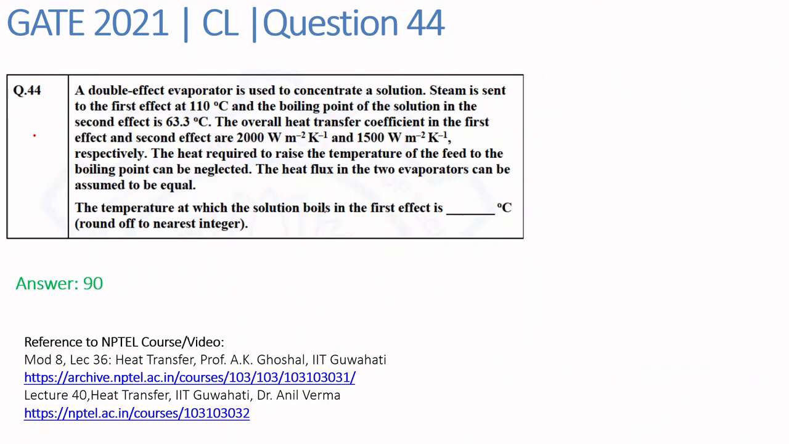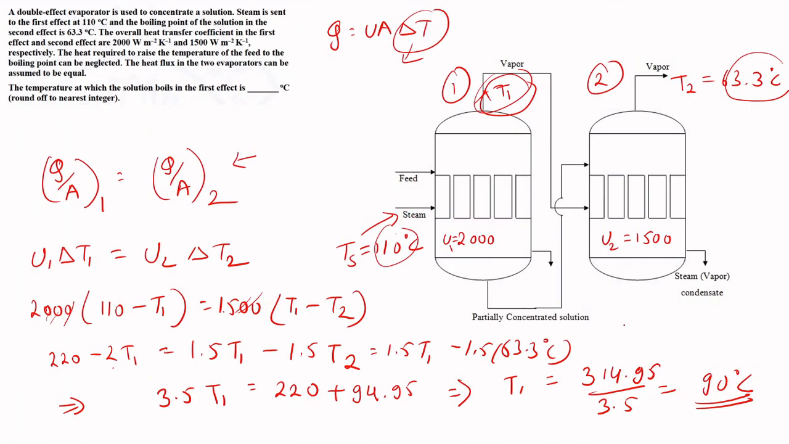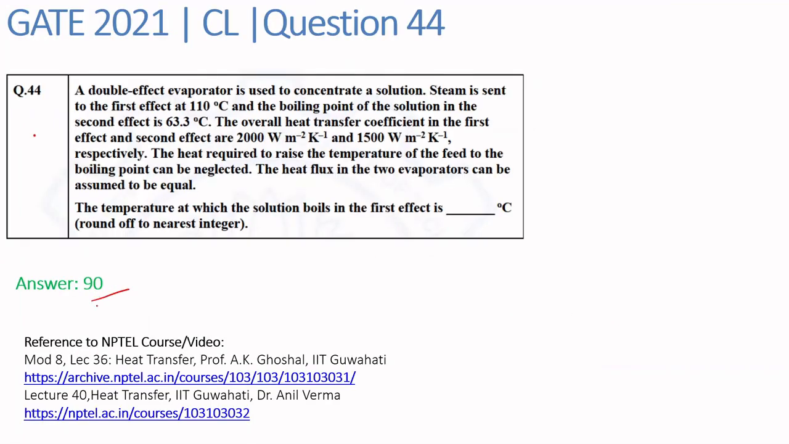So yes, the temperature at which the solution boils in the first effect is around 90 degrees Celsius. That is our final answer, 90 degrees Celsius. Since we have been asked to round off to the nearest integer, we will report the answer as 90.